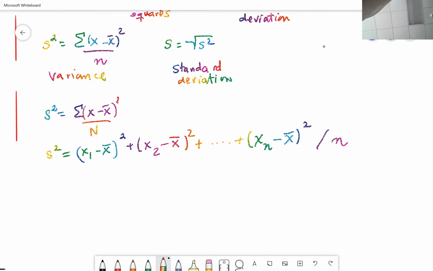So you guys remember from algebra, I'll make a side note there. I'll do it in a different color. You remember from algebra that this means this.